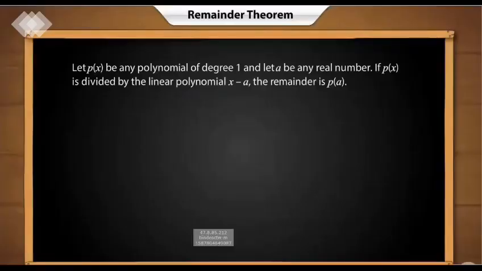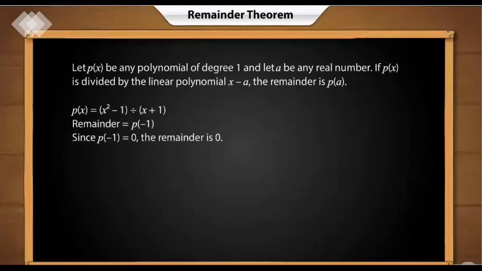Let p of x be any polynomial of degree 1 and let a be any real number. If p of x is divided by the linear polynomial x minus a, the remainder is p of a. By the remainder theorem, on dividing p of x equal to x squared minus 1 by x plus 1, the remainder will be p of minus 1. Since p of minus 1 is equal to 0, the remainder is 0.